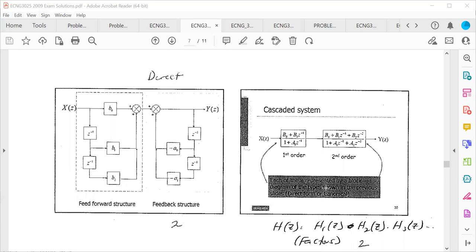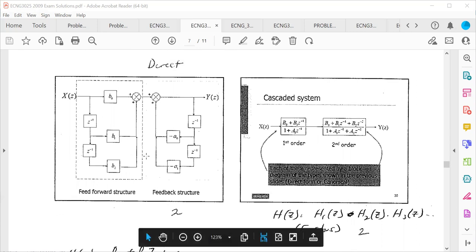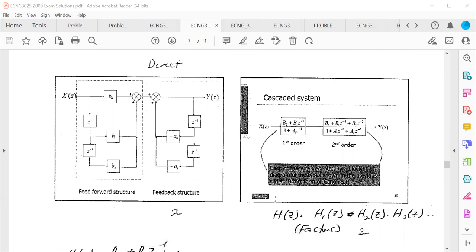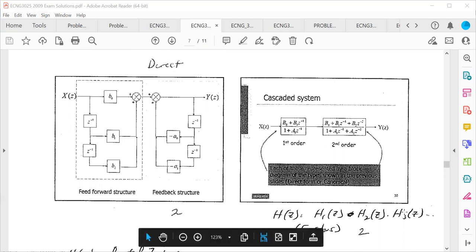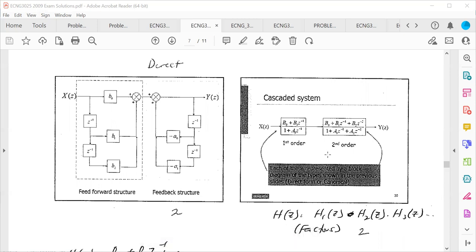The cascaded system: when you take a transfer function and you factorize it into smaller transfer functions, so it's H1 multiplied by H2 multiplied by H3, whatever comes in is processed here, then processed here, then processed here, right? That's a cascade form realization. And we use this, for instance, in implementing high order filters. So if I want to implement a fifth order filter, instead of having one fifth order transfer function, what I could have is a first order transfer function followed by two second order transfer functions. That will give me my fifth, right? And you use a lot less storage space.